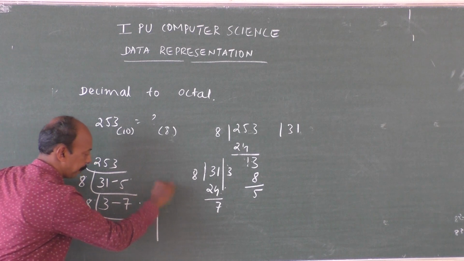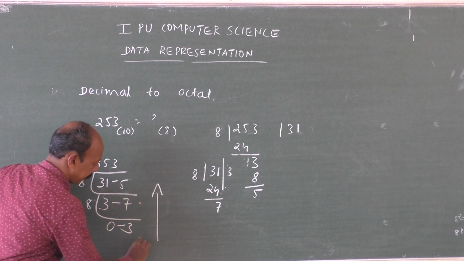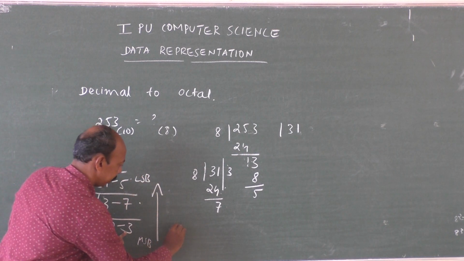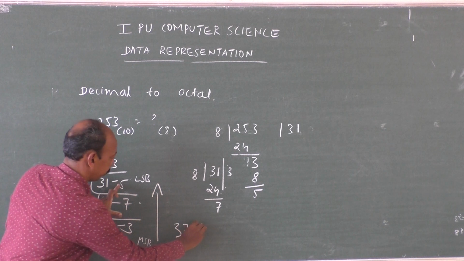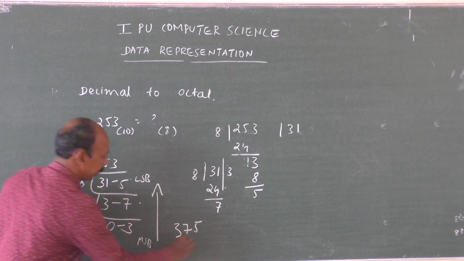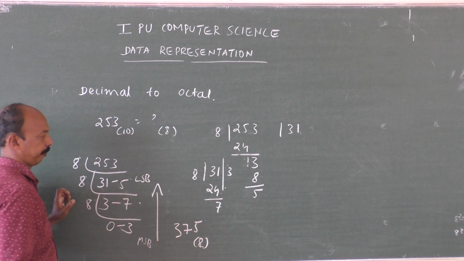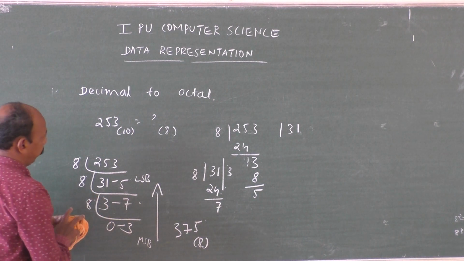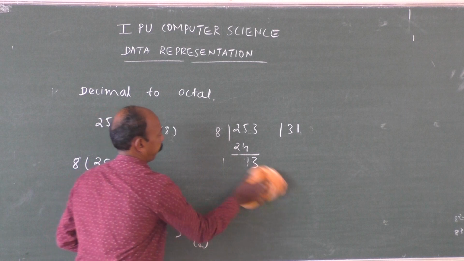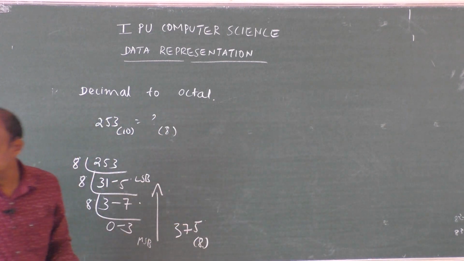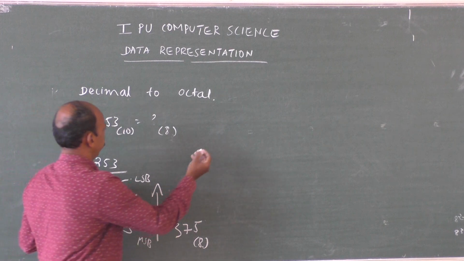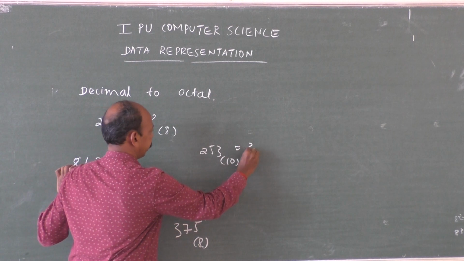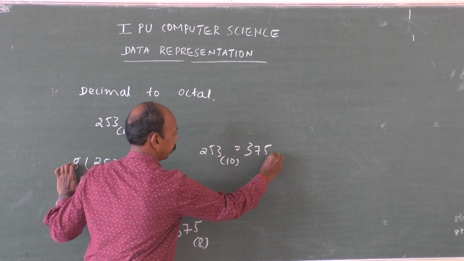Once again do the same. This is MSB and this is LSB. So this will be 3 7 5 to the base 8. So what we can write? This workout is not compulsory, just to make you understand. So 253 to the base 10 is 375 to the base 8.